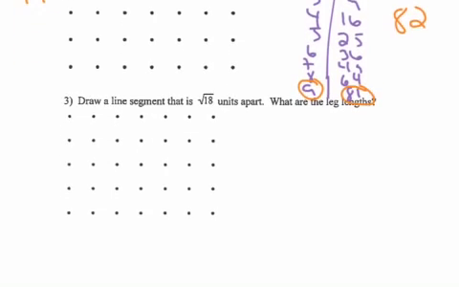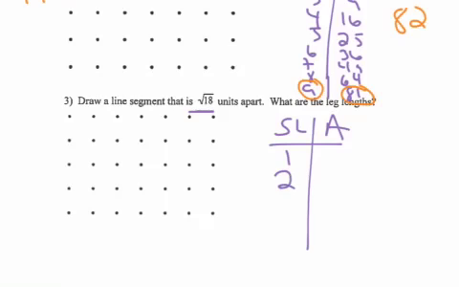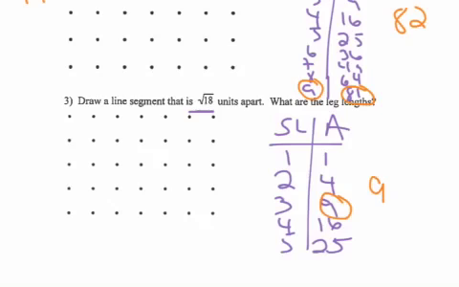Let's try this one. So draw a line segment that is the square root of 18 units apart. So first thing, I'm going to think about my side length area table. Just going to start to write some down. So if I continue this, the square root of 18, what 2 numbers add to give you 18? Well, in this case, the only 2 numbers in my area column would be 9. And if I double that, 9 plus 9 is 18.